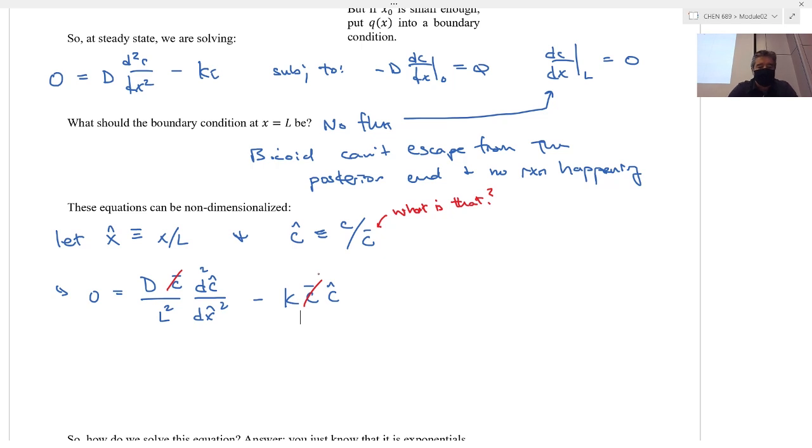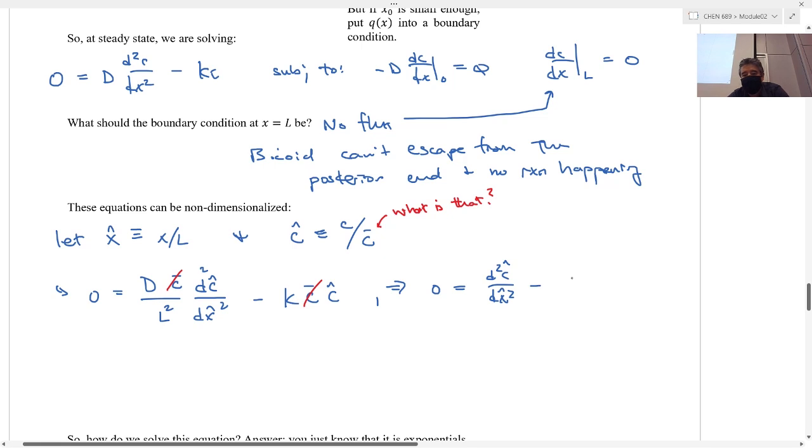So we can rewrite this equation as 0 is equal to, I'm going to take the d and the L squared and move it over into the second term. Okay, so 0 is equal to d squared c hat dx hat squared, minus this grouping of constants, which is k L squared over d, times c hat.